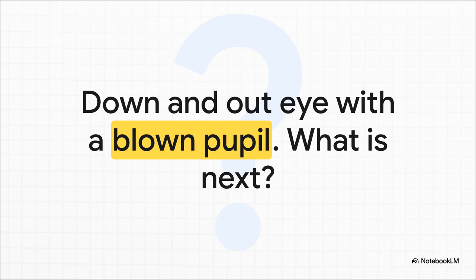As we wrap up this explainer, I want to leave you with a rapid-fire clinical scenario to test your absolute mastery of today's most critical, life-saving distinction. Imagine a 45-year-old patient is sitting in your chair with a sudden, painful, down-and-out eye, a droopy lid, and a fully blown, completely unreactive pupil. What is the exact vascular structure involved, and what is your immediate next step?